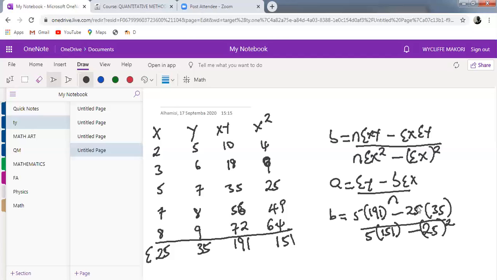After getting the value of b, you can come back here and get the value of a. And then you can get our regression equation in the form y is equal to a plus bx. So basically, that is how you need to go about it. You get the value of b using this formula. After getting b, you get the value of a. Remember, the value of a can only be obtained after getting b. So b must be calculated first in all cases.